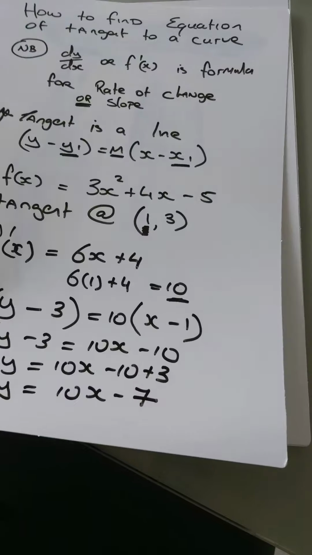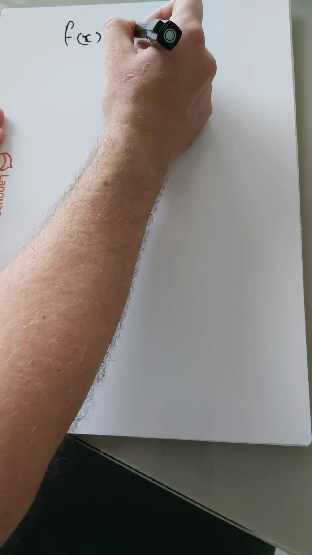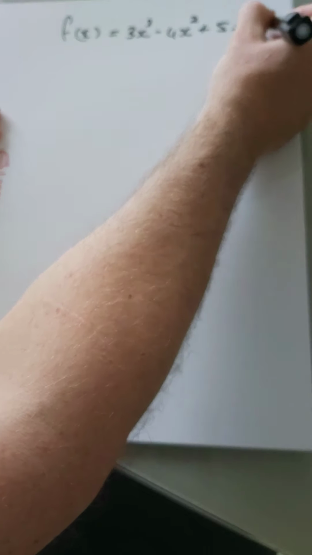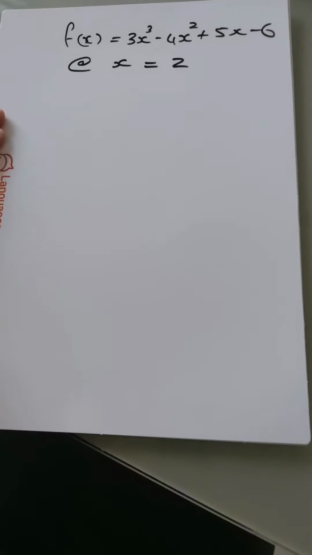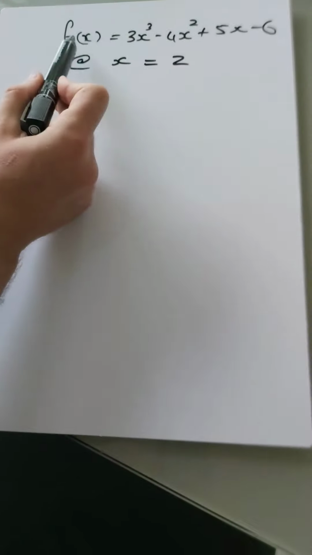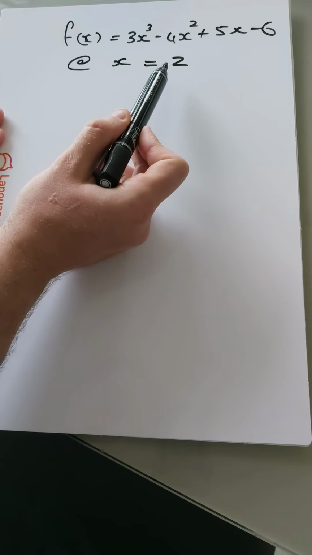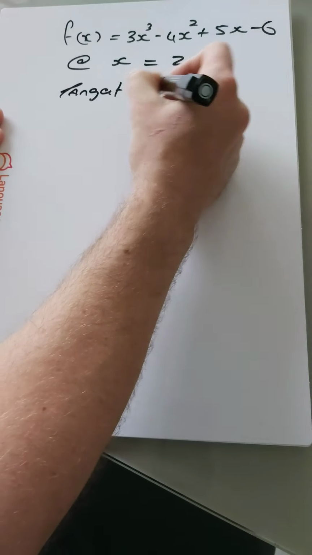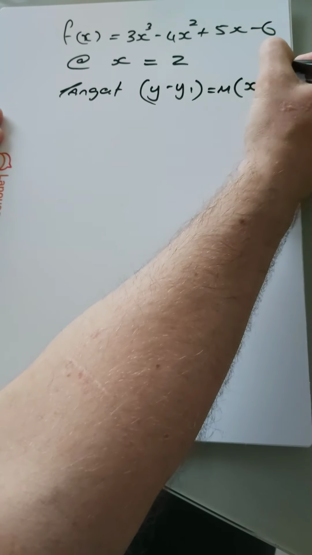Now, where they could make it slightly more complicated for you is as follows. I'll give you a different function here now: 3x³ − 4x² + 5x − 6 at x = 2. So find the equation of the tangent to that curve, but this time they're only giving us the x value. Now that's okay, we'll deal with that later. So at the minute, remember, we want the equation of a tangent. So I write down the equation of a tangent, which is the equation of a line. So I'm okay.